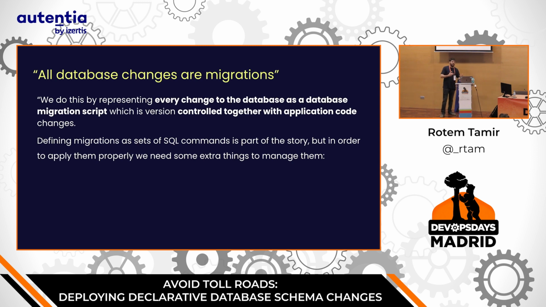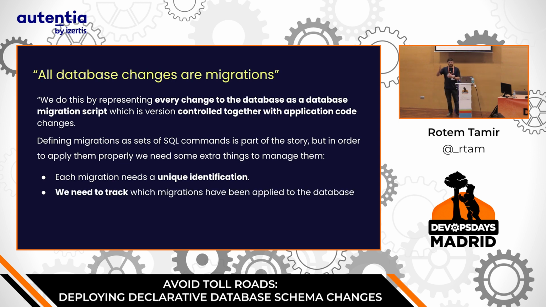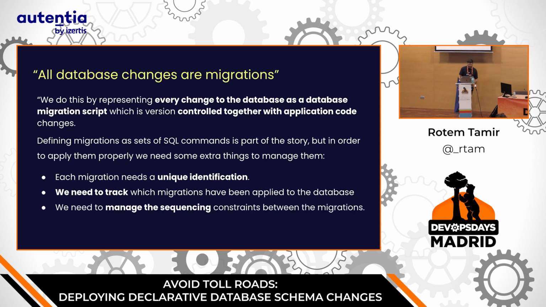But documenting these changes is not enough, right? We want to integrate it into our automation pipeline, which means we need 3 more things. 1, each migration needs a unique identification, a version number. 2, we need to track on the target database which migrations have already run, so we don't run the same migration twice. And number 3, we need to manage the order. With databases, the order really matters, right?